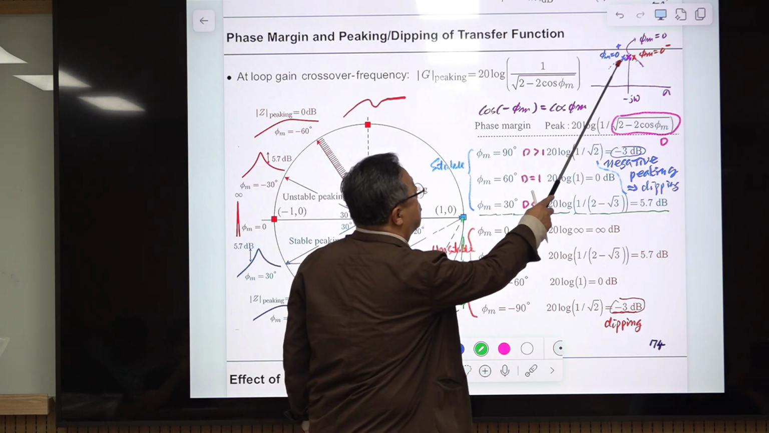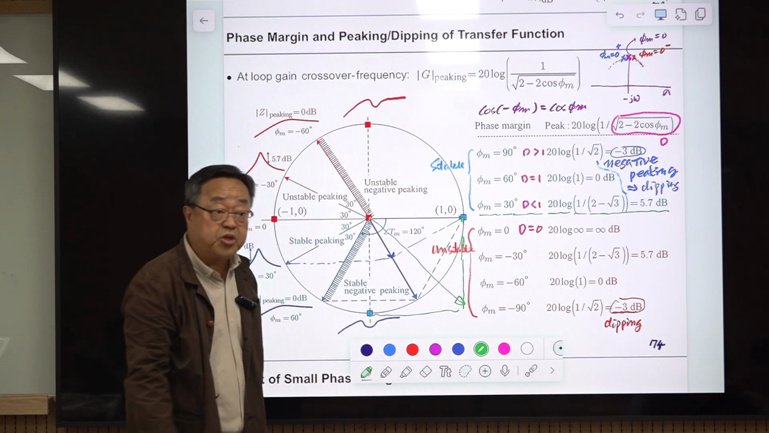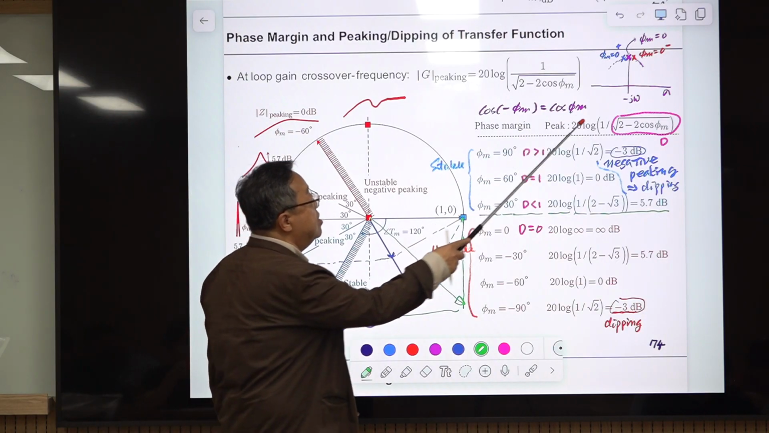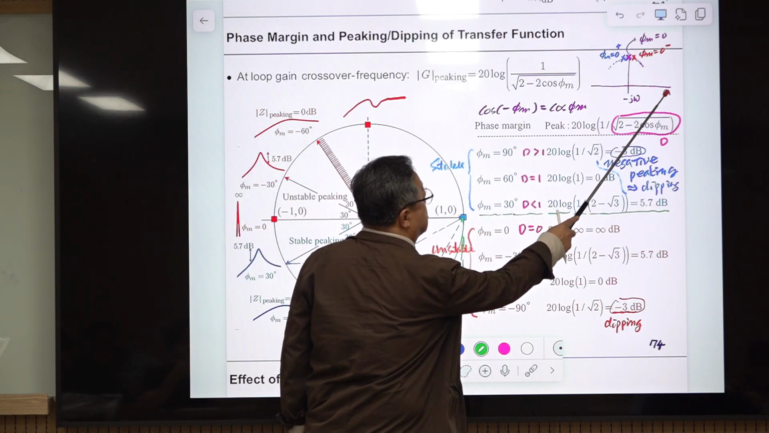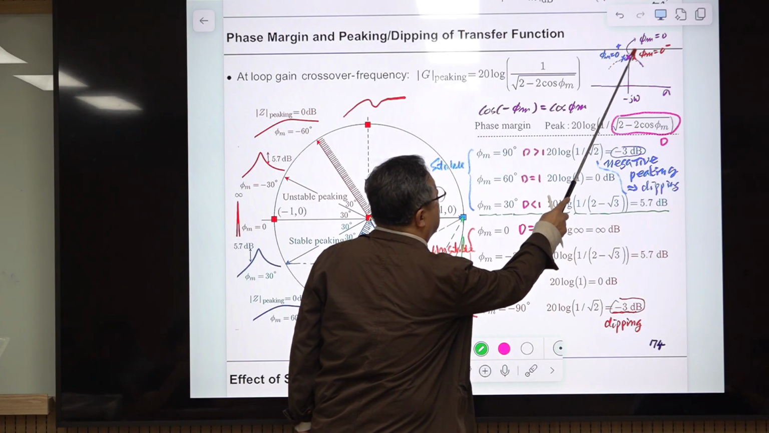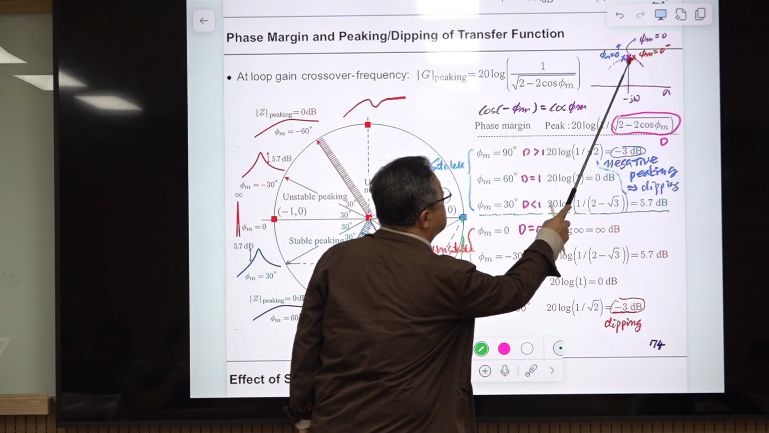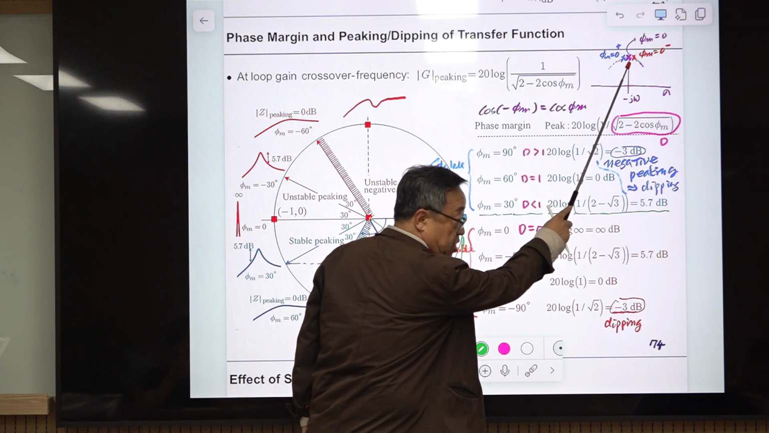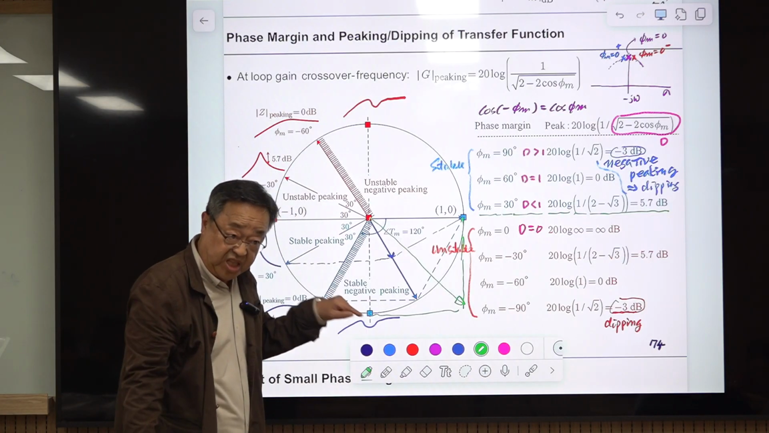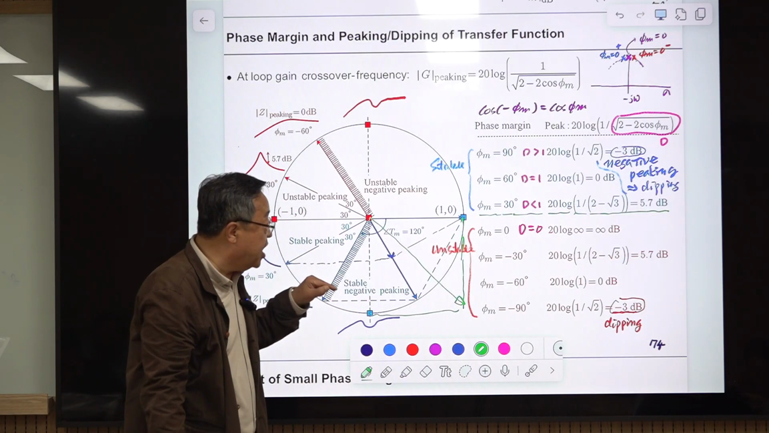This is the root trajectory, okay, conceptual root trajectory. This is different from this plot, okay. This axis is the same. This is in the complex plane. When phase margin is 0, then one pole occurs here, okay. At the imaginary axis, Q is infinity, right? So infinity peaking, okay.